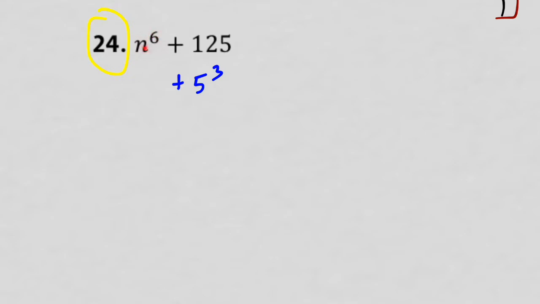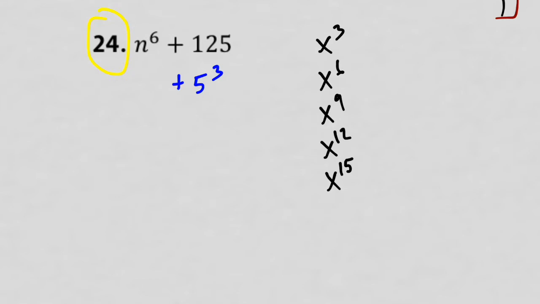This is a perfect cube. I know that it is a perfect cube because this 6 is a multiple of 3. So for example, this is a perfect cube. Right? We know that. That's easy. But this is also a perfect cube. And this is a perfect cube. And this is a perfect cube. All of these are perfect cubes because the powers are multiples of 3.